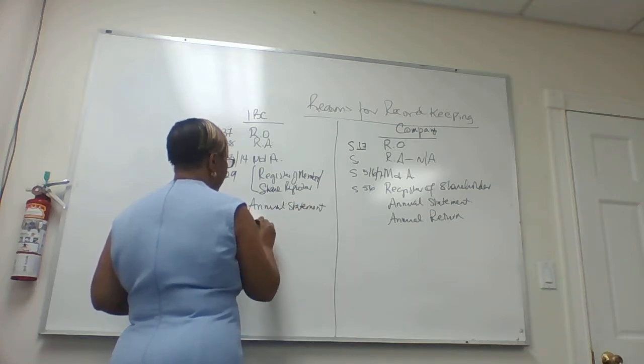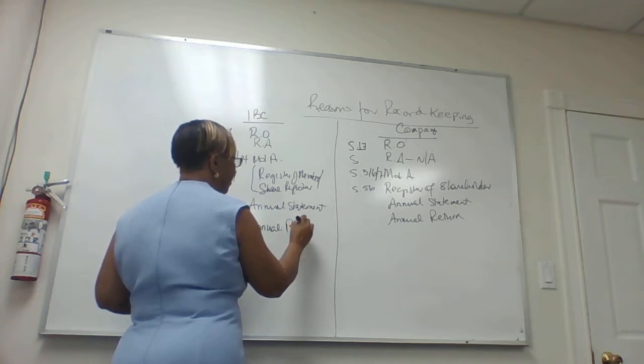Annual statement, and what's the purpose of it? And how is it different from an annual return?